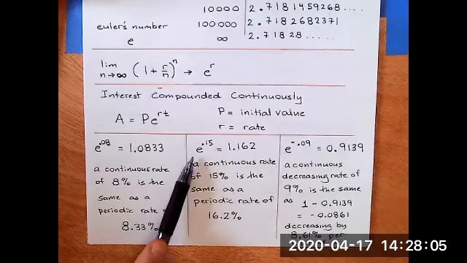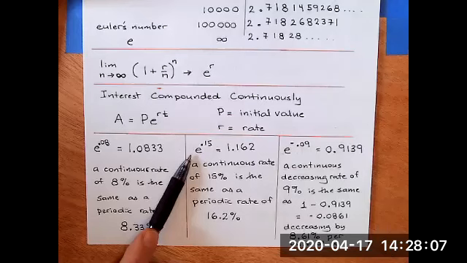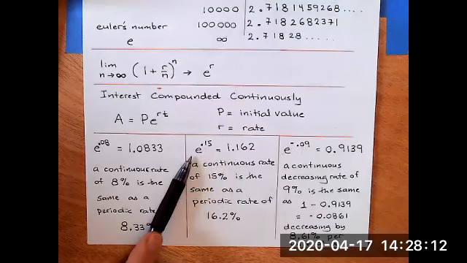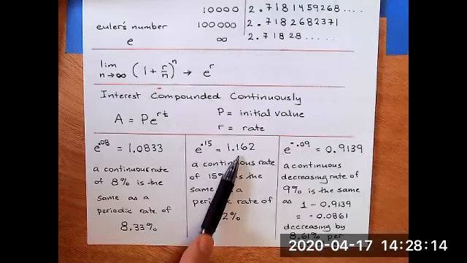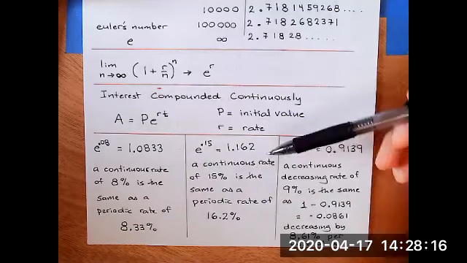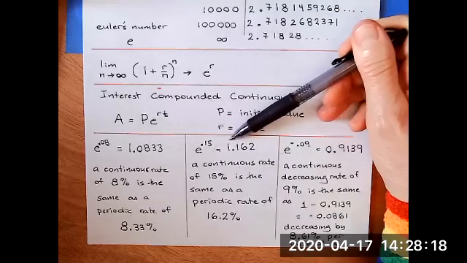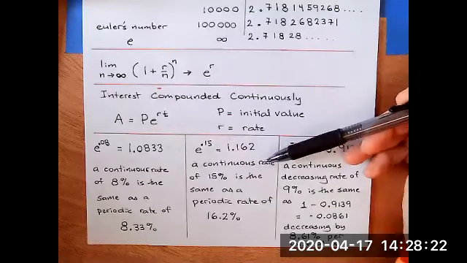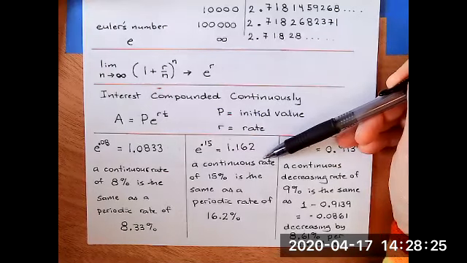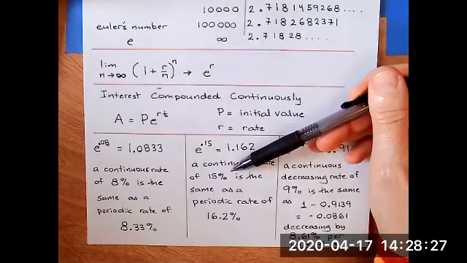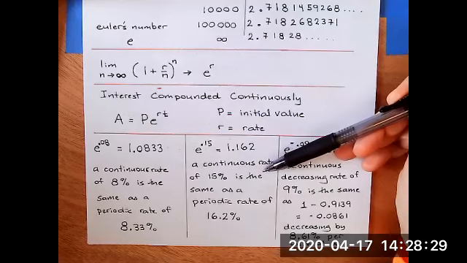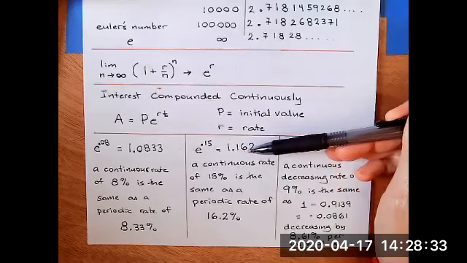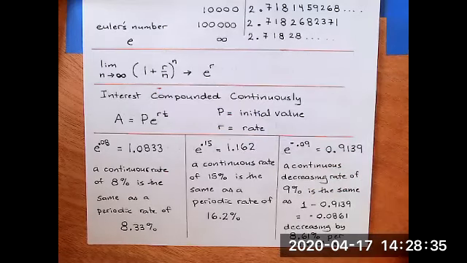If something is increasing at a continuous rate of 15% per year, e to the 0.15 is 1.162. That 1 represents 100% of your initial value. So something that's increasing with a continuous rate of 15% is increasing with a periodic rate of 16.2%.